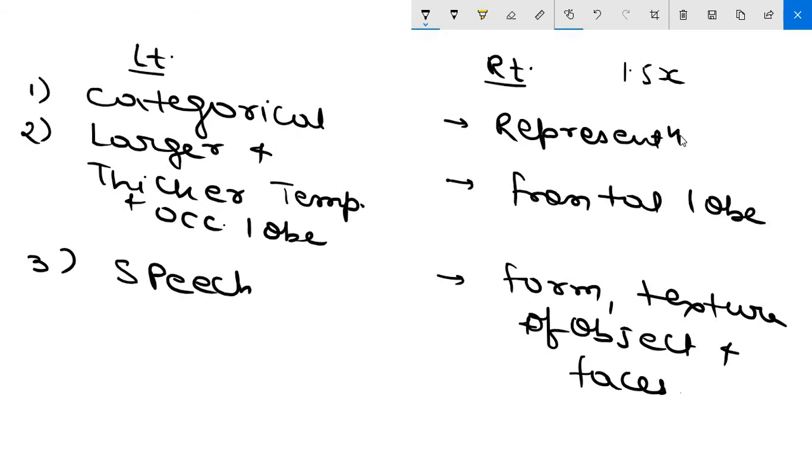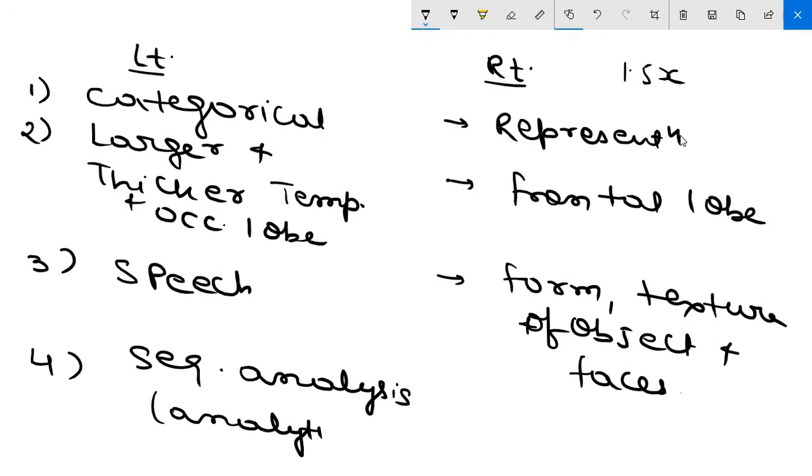Okay, now the fourth difference, on this basis the left hemisphere is also responsible for your sequential analysis. So it is also known as your analytical brain. Left hemisphere is known as your analytical brain because it is responsible for sequential analysis, and right hemisphere is responsible for your music and other creativity. Okay, so these are the four basic differences.